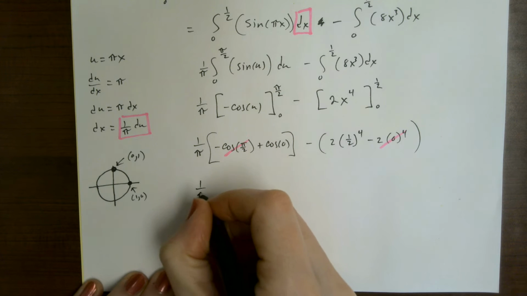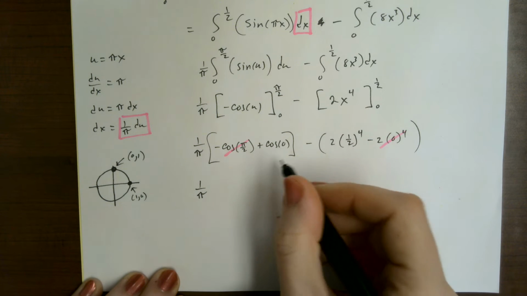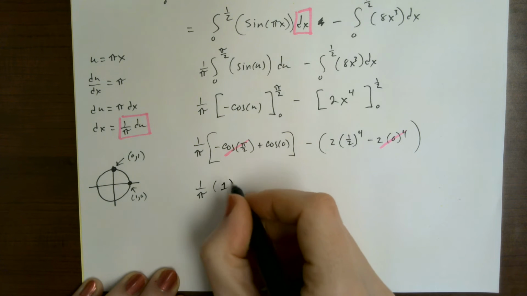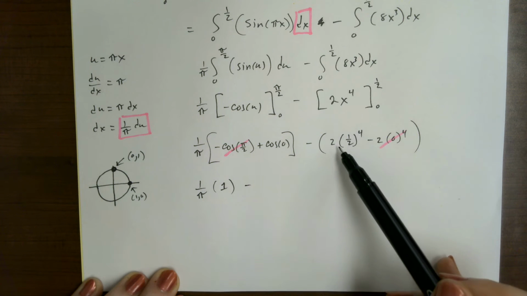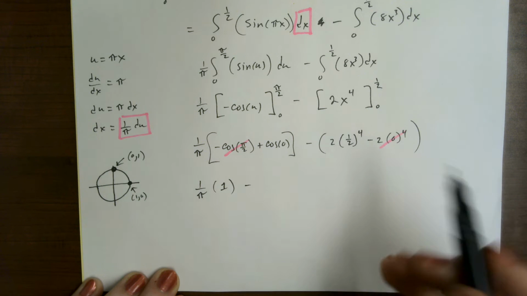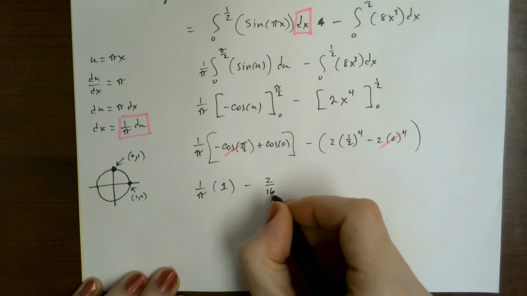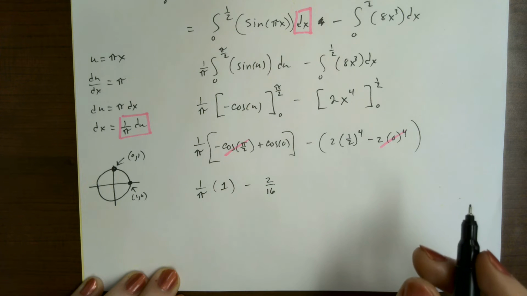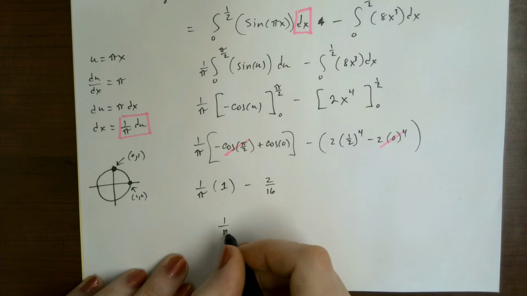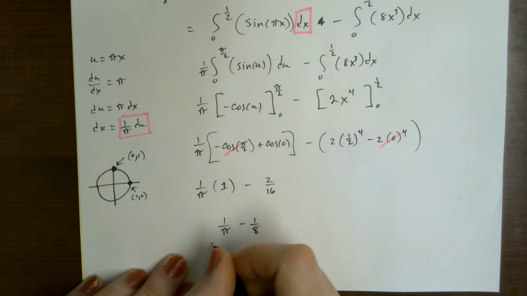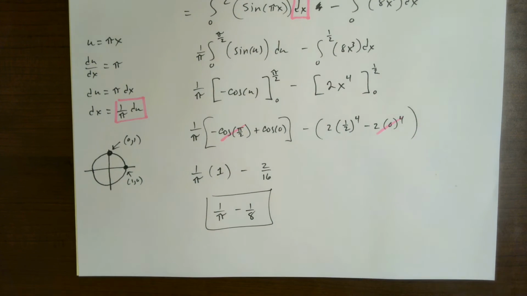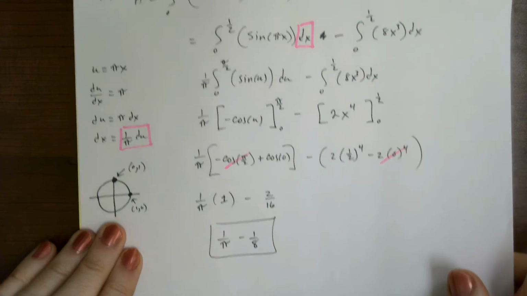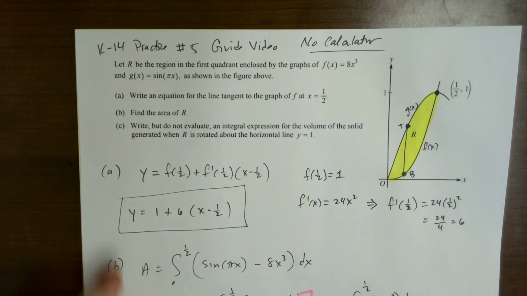So this is 1 over pi times just 1. Yeah, that's just a 1 in there. Minus, that is 2 over 16. So this ends up being 1 over pi minus 1/8. Okay. Now for the last part, part C.